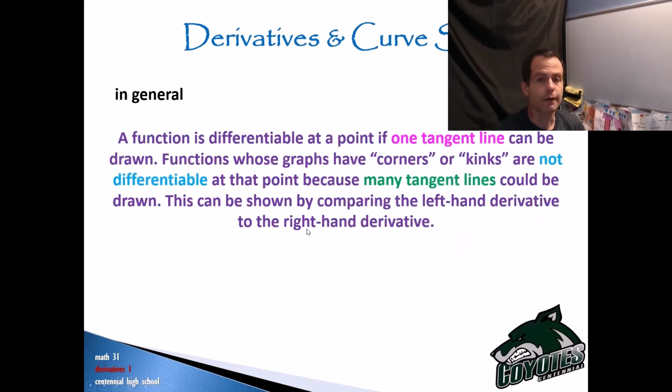Okay, so a function is differentiable at a point if one tangent line can be drawn. Functions whose graphs have corners or kinks are not differentiable at that point because many tangent lines could be drawn. This can be shown by comparing the left-hand derivative to the right-hand derivative, okay?